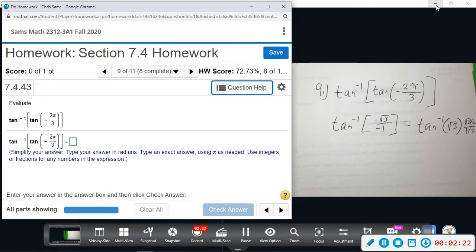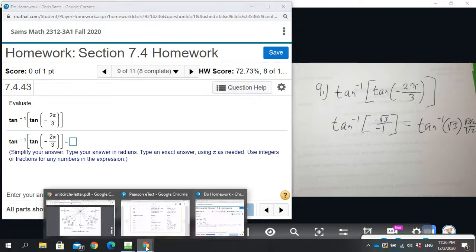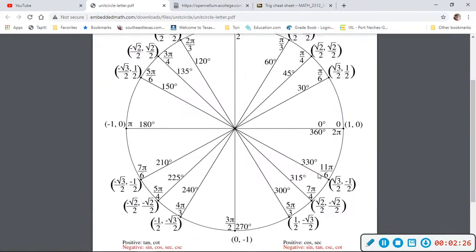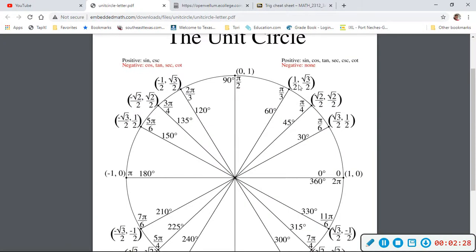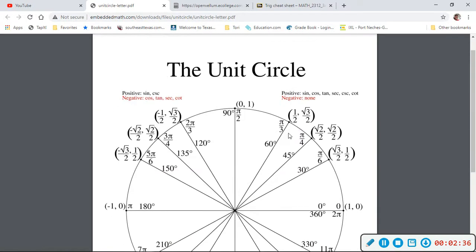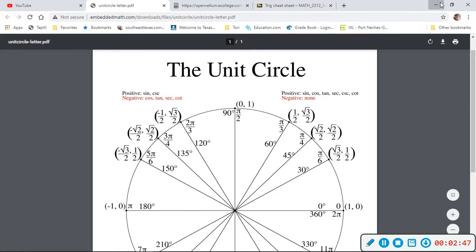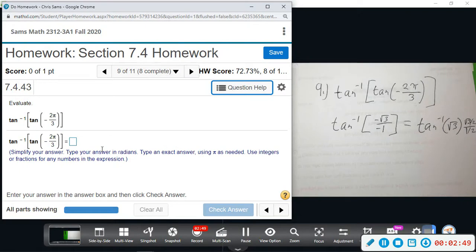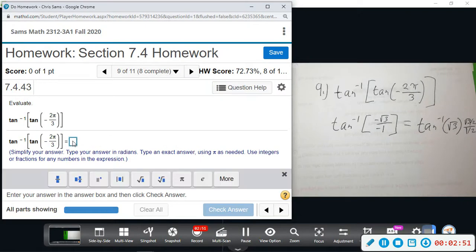Okay, so going back to the unit circle, square root 3 over 2, the y value right here, because I have to be between positive pi half to negative down here. So square root of 3 over 2, the y value, is the one that's going to give me positive. That corresponds to pi over 3, or an angle of 60. Okay, so we want this answer in radians. So pi divided by 3.